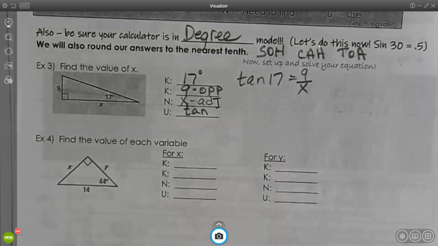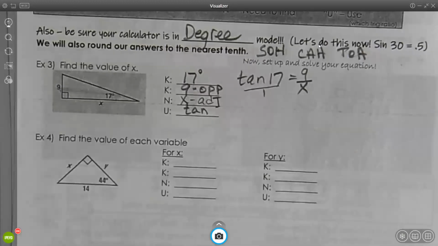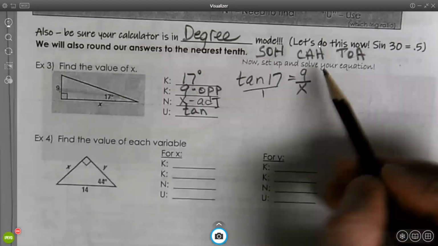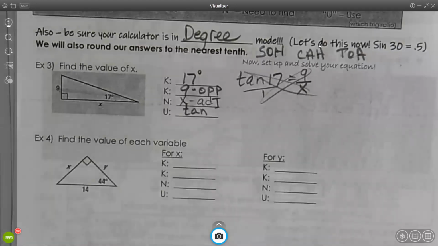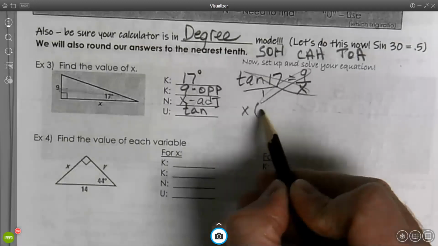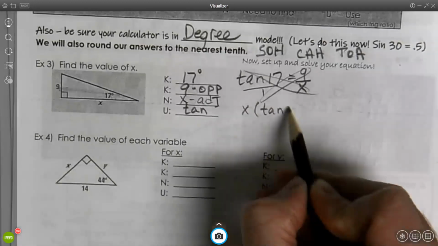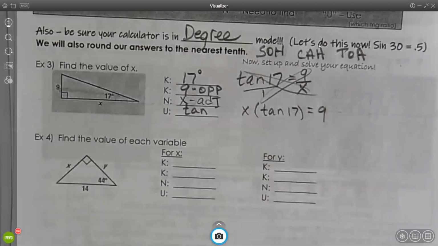Now to solve this, you could write a 1 underneath your trig function, so now you have a proportion. And that helps you know exactly which pieces are cross multiplying. So you have x times the tangent of 17, and that's going to equal 9 times 1, which is just 9.